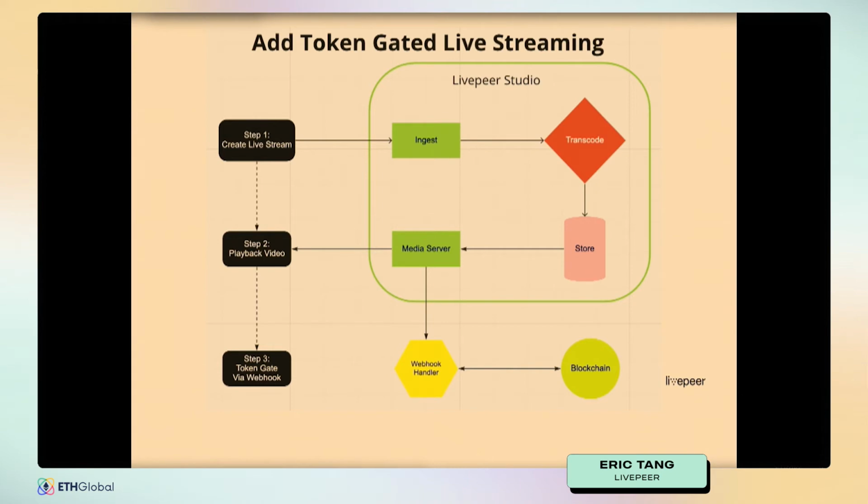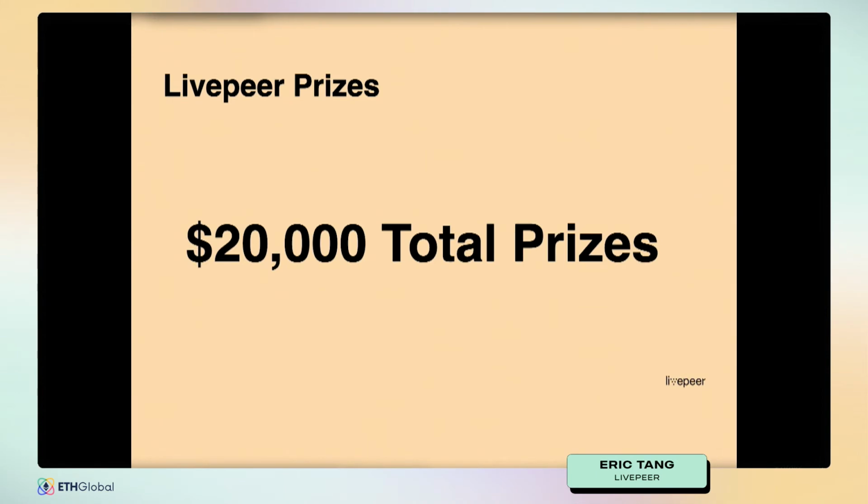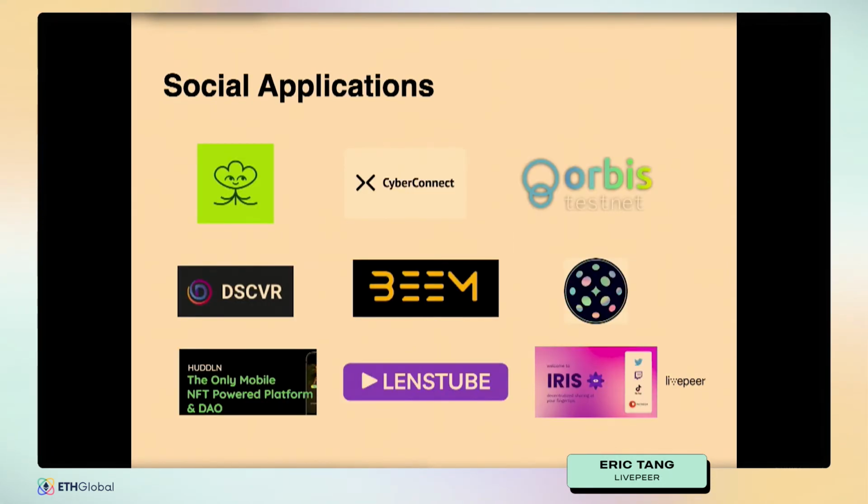Getting back to ideas and prizes, right? There's $20,000 of total prizes for Livepeer this time. What we're looking for are experimentations in social applications, right? Here are some examples.